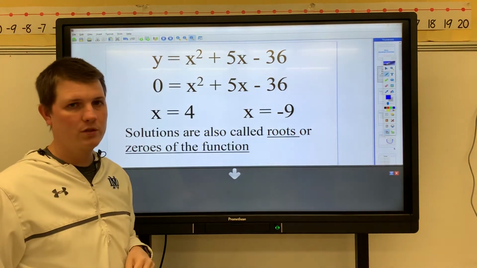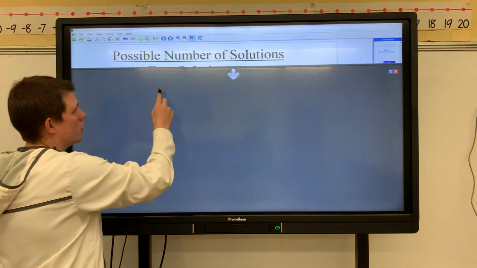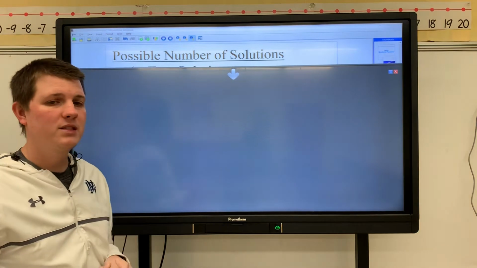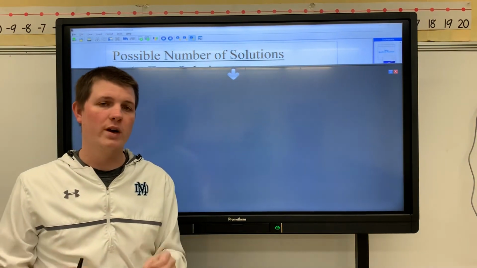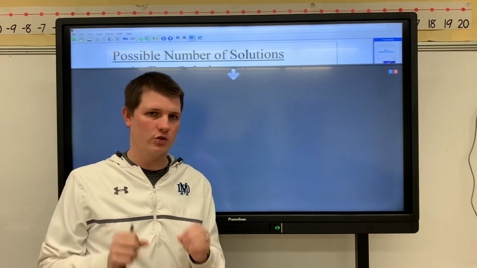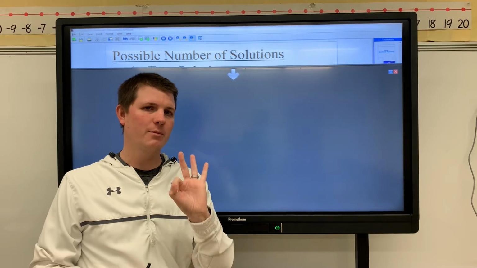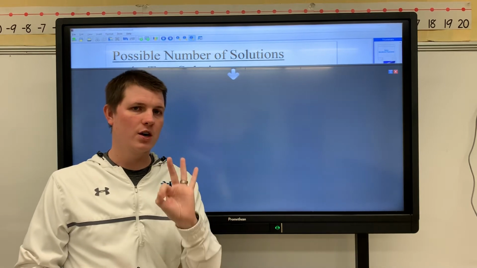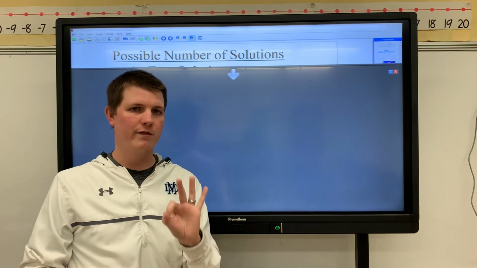We also call them roots. We also call them zeros of the function. Now in this chapter, your job on every problem is to find the solutions. You have to find the roots. You have to figure out what the answers are. Okay? There are 3 different possible numbers of solutions. There are 3 possible numbers of roots in any quadratic function.